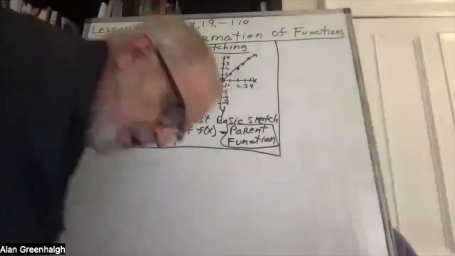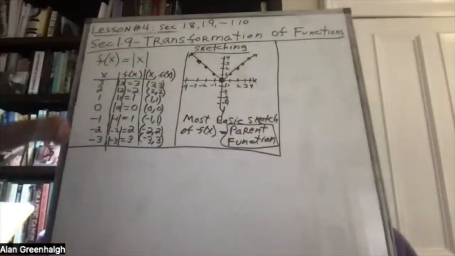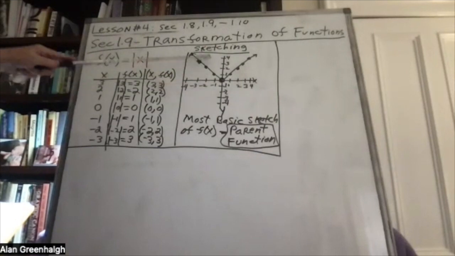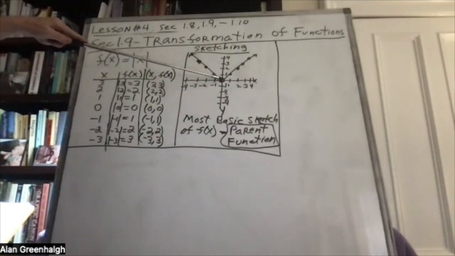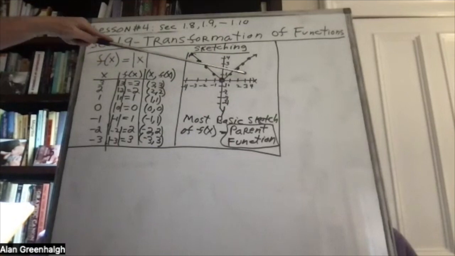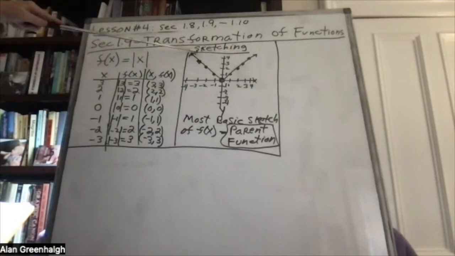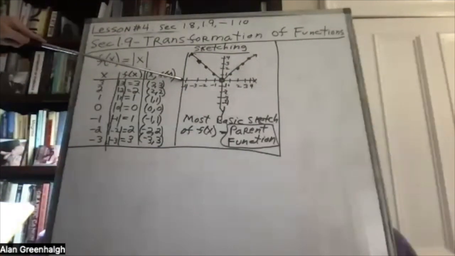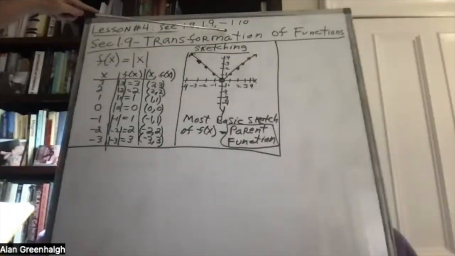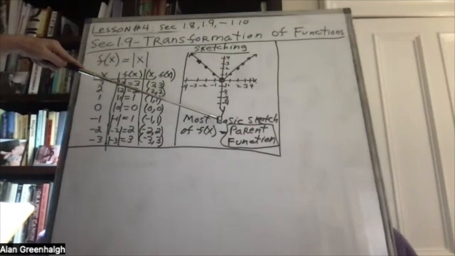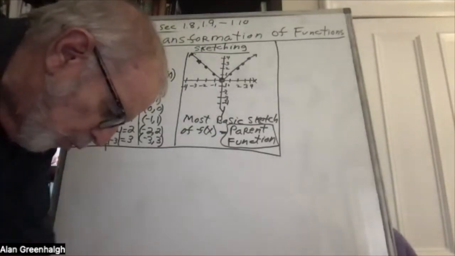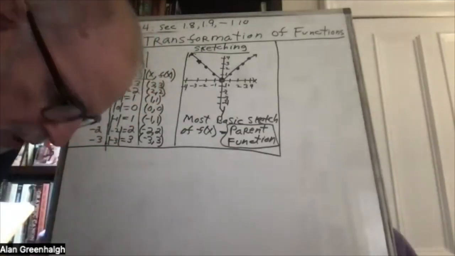Once you know that the parent function has been sketched on a graph, then you could move the graph to the right. You could move the function to the left. You could move it up. You could move it down. And we're going to be looking at all those possibilities right now.